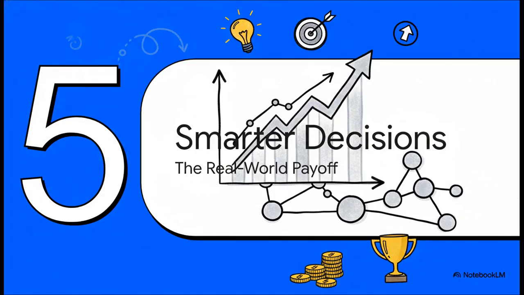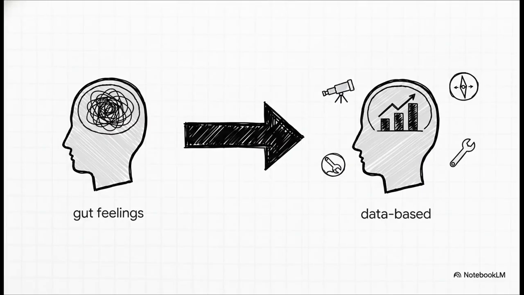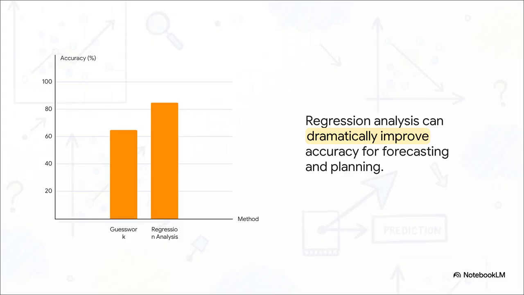Okay, so with those warnings in mind, how does this powerful tool actually help us in the real world? Well, when you use it the right way, the payoff is enormous. It really shifts your whole decision-making process from being based on gut feelings to being based on data. It lets you make more accurate forecasts, spot where things are going wrong, and build your strategies on solid evidence, not just intuition.